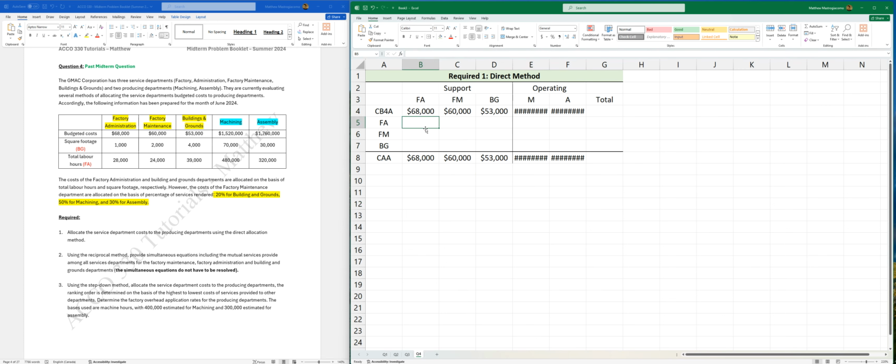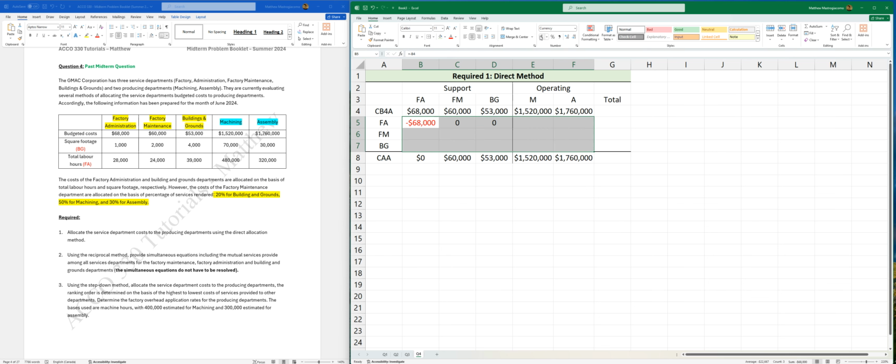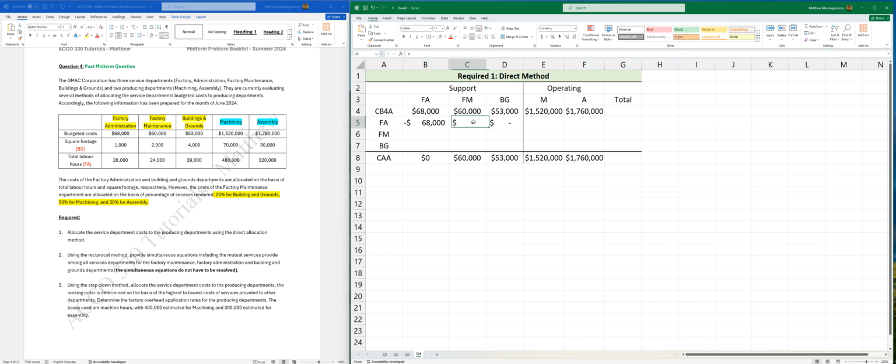Now, everyone, first things first, we're going to allocate factory and admin. So we know the cost of factory and admin. We're basically going to take the 68,000 and minus it, because we're taking the 68,000 and passing it over to the other departments. Because we're doing the direct method, there's no relationship between the support departments. So I'm just going to put 0 here and here. So we only have to allocate to machining and assembly.